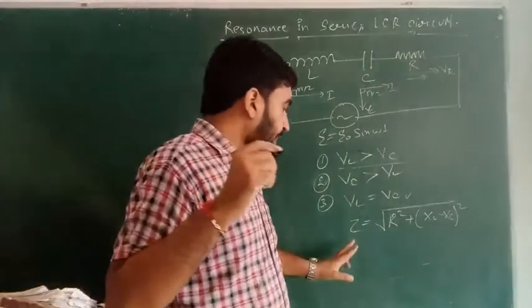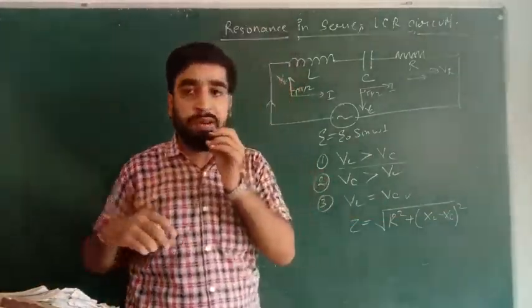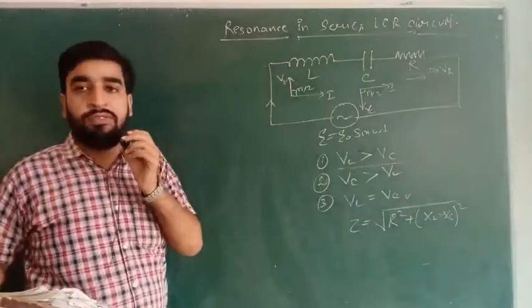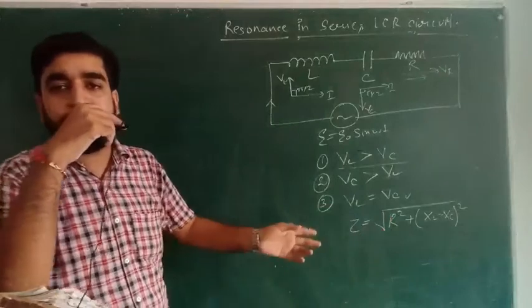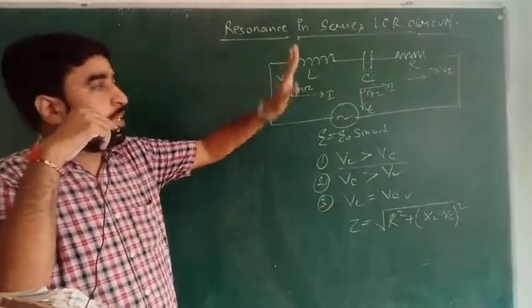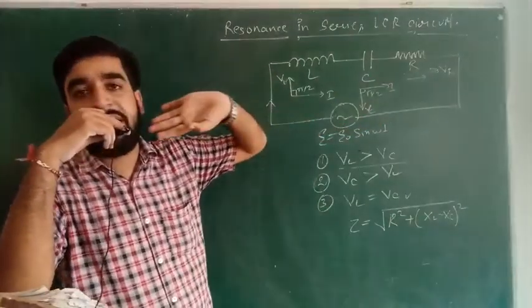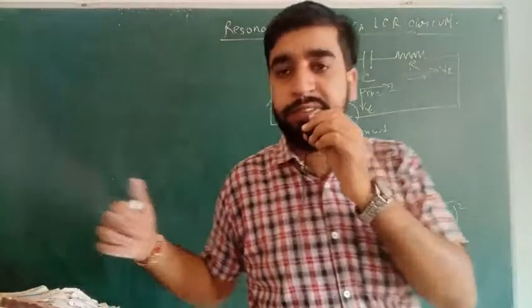So, students, Z is equal to under root R square plus XL minus XC whole square. XL is a function of omega and XC is also a function of omega. These depend on frequency. Even the resistance offered by the inductor and capacitor depends on the frequency. You are varying the frequency, and ultimately these will vary.